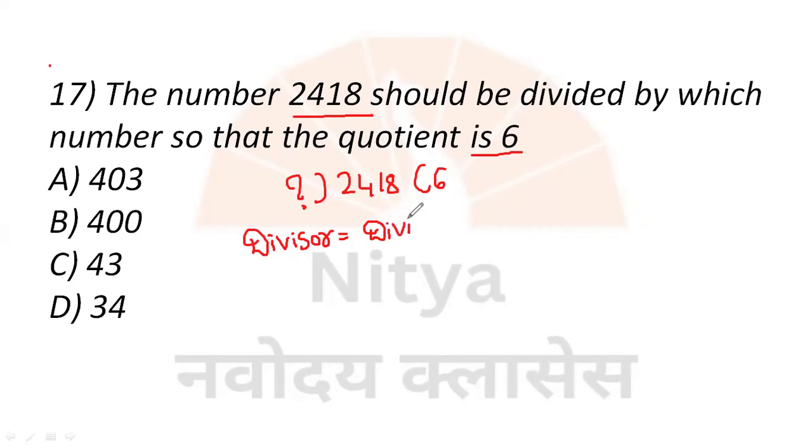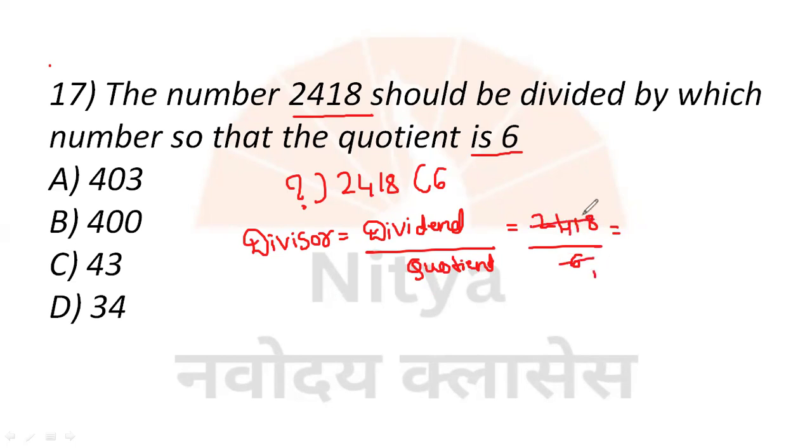dividend divided by quotient. So dividend is 2418 divided by 6. So 6 ones are 6, 6 fours are 24. 1 is smaller than 6, so we have to take a 0, and 6 threes are 18. So 403 is our answer. So that is the divisor.